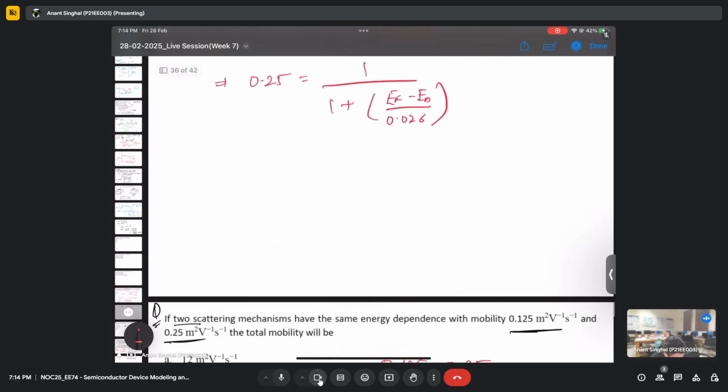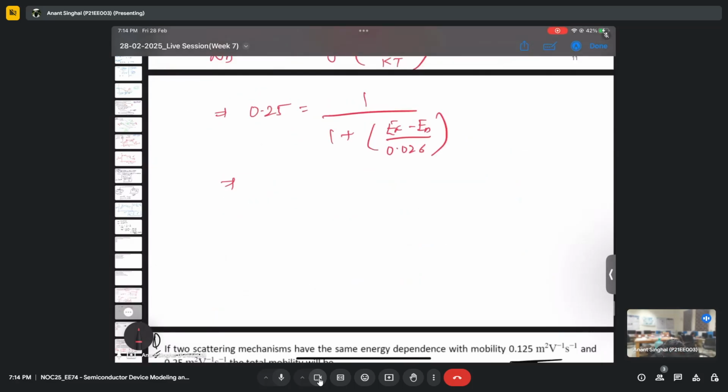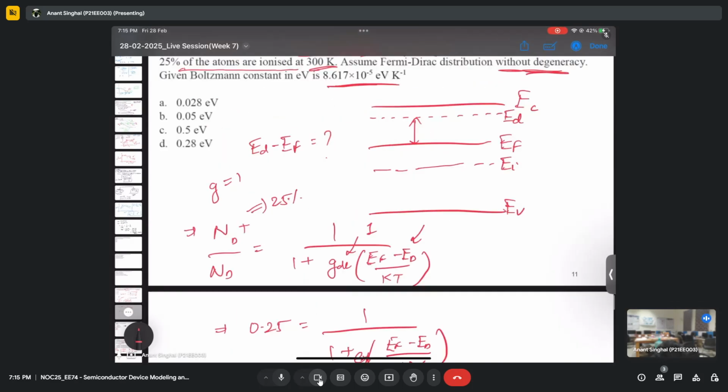So, okay. So it is 1 by 0.25 will be... Okay, okay. Sorry, sir. I made a mistake. So give me the point correct. 0.028, sir. Okay. So 0.028 is an option.